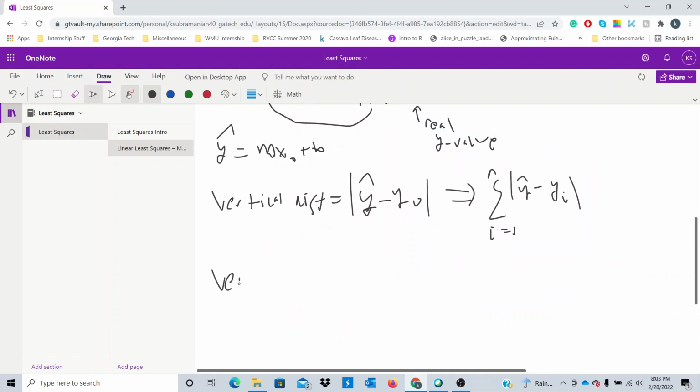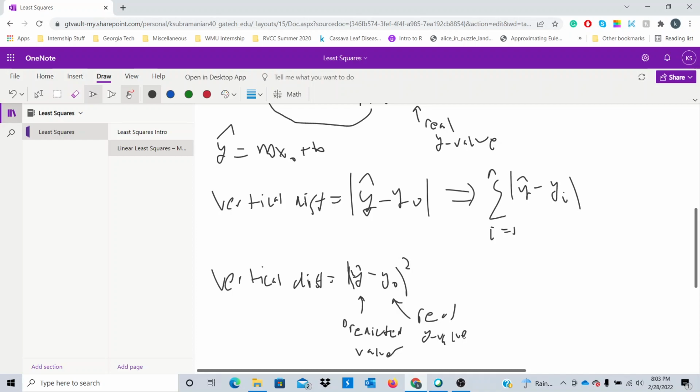Well, I'll define the vertical distance this way. The vertical distance in this case is going to equal y hat minus y naught, whole squared. Now, what does this do exactly? Well, we take the difference between the predicted value from the line and y naught, which is the real y value. So when we take the difference between the predicted versus the actual y value, we get a difference, and then we square that difference.